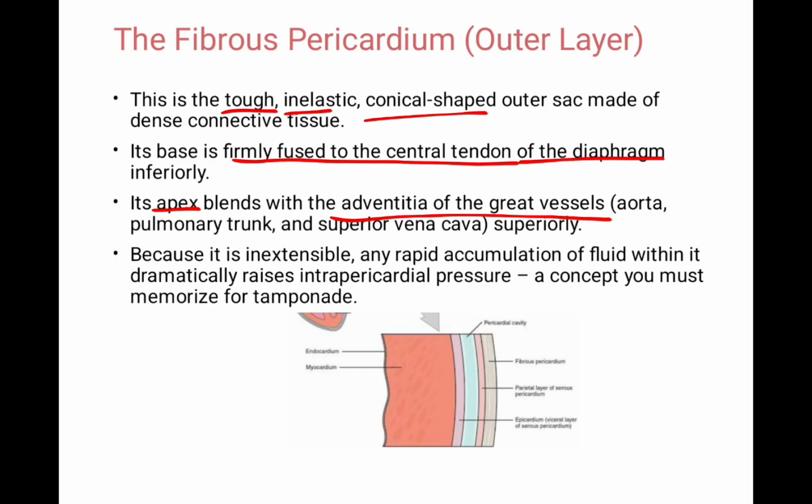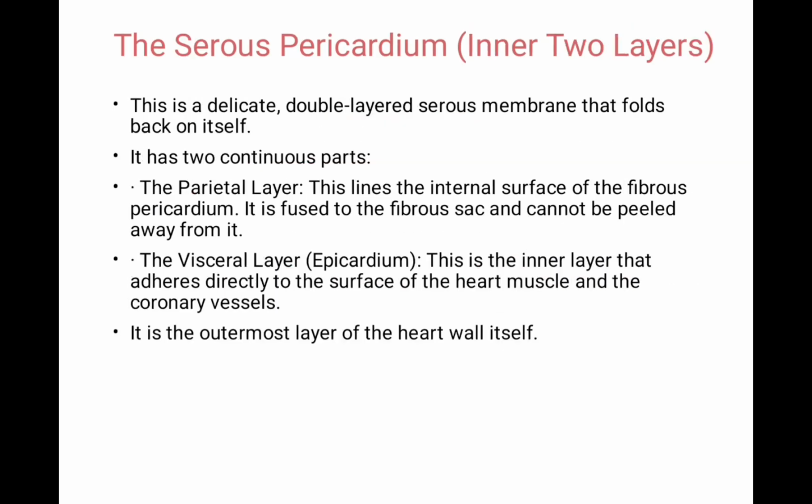Now, because it is inextensible, remember also it is inelastic, any rapid accumulation of fluid within it drastically raises the intrapericardial pressure because it's not elastic, it's not expansible. There's going to be a drastic rise in intrapericardial pressure whenever there's a rapid accumulation of fluid within it. A concept you must memorize for cardiac tamponade. We'll look at that shortly.